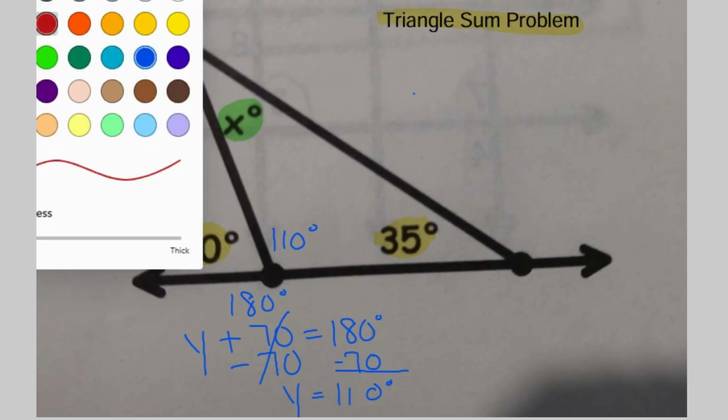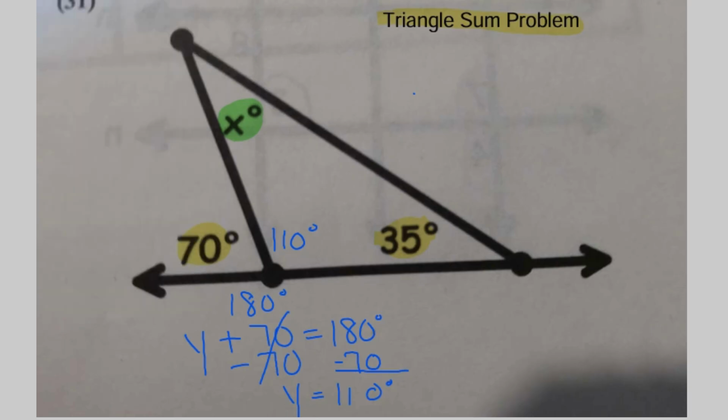Now, what do the sum of the angles inside a triangle come to? It also comes out to 180 degrees. So now we will do the same. We will add all the angles together to solve for x. So x plus 110 plus 35 degrees equals 180 degrees.